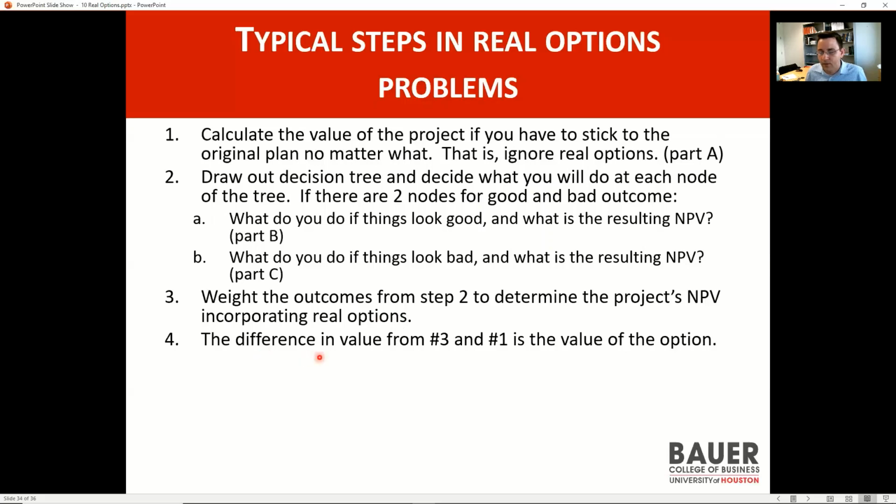And then finally, we'll generally subtract the answer to question 1 from the answer to question 3 to give us the value of the option. How much is the option worth? How much is the option to expand, or the option to abandon, or the option to wait and see? How much is that worth to us? How do you calculate that? Well, you figure out what the value of the project is when you have the option, and you already know what the value of the project is if you didn't have the option and you just stuck to your original plan. So the difference is going to be the value of that option.